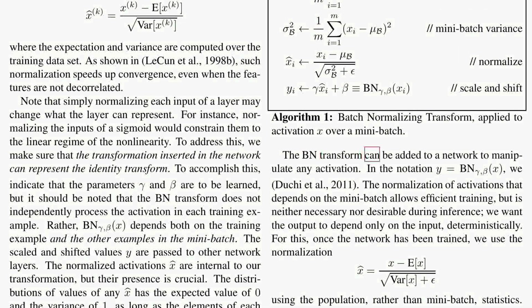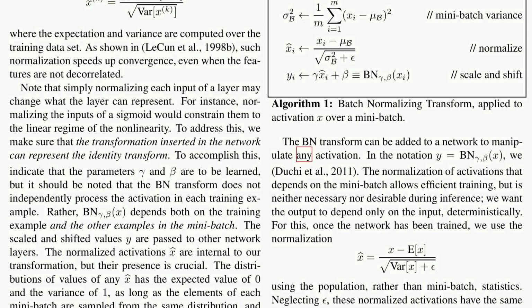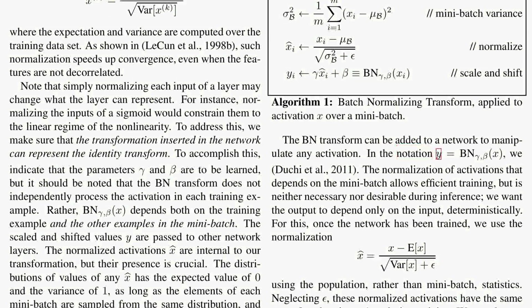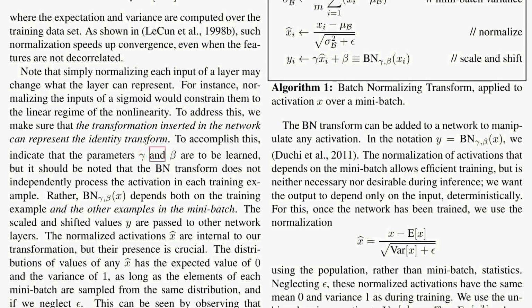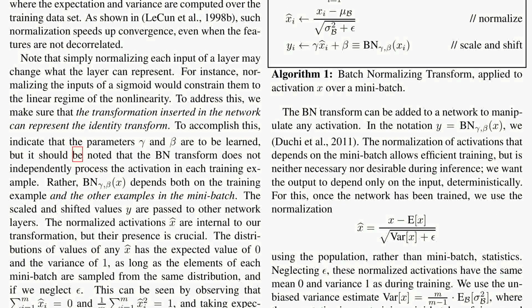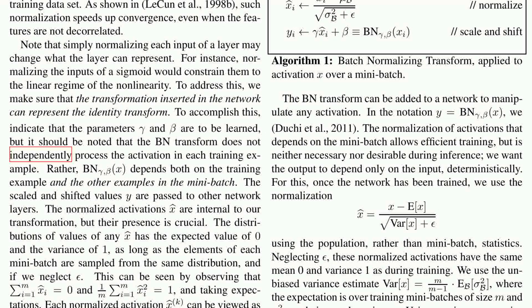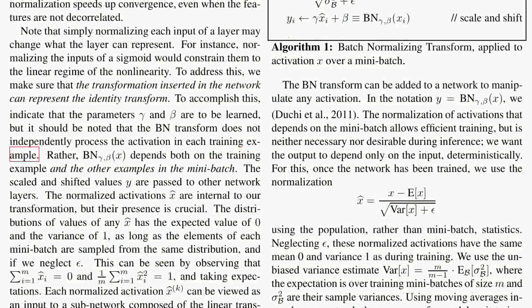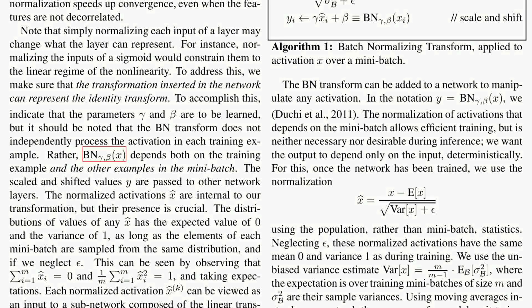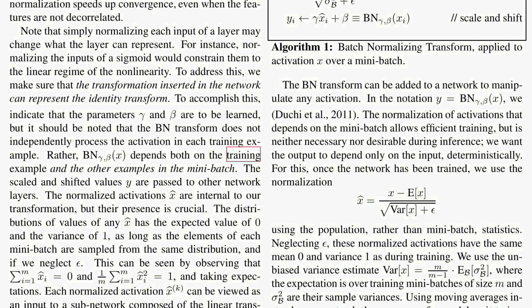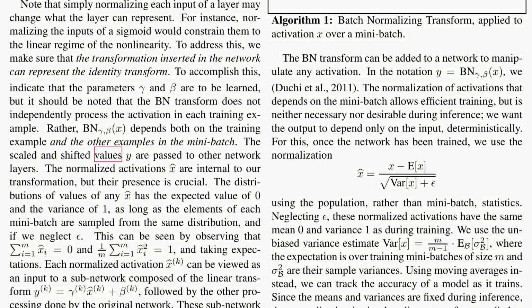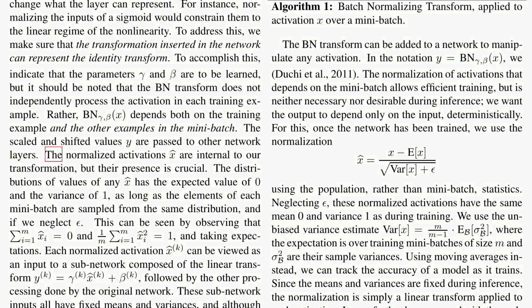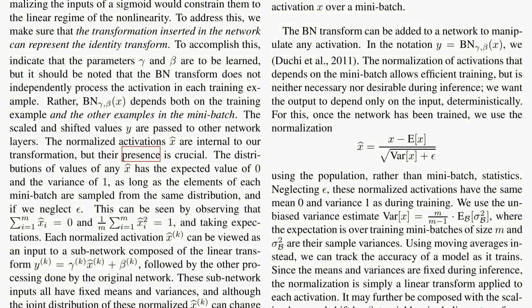The BN transform can be added to a network to manipulate any activation. In the notation y = BNγ,β(x), we indicate that the parameters γ and β are to be learned, but it should be noted that the BN transform does not independently process the activation in each training example. Rather, BNγ,β(x) depends both on the training example and the other examples in the mini-batch. The scaled and shifted values y are passed to other network layers. The normalized activations x̂ are internal to our transformation, but their presence is crucial.